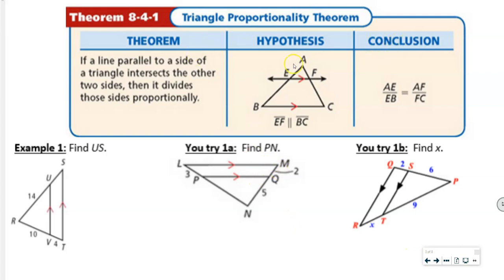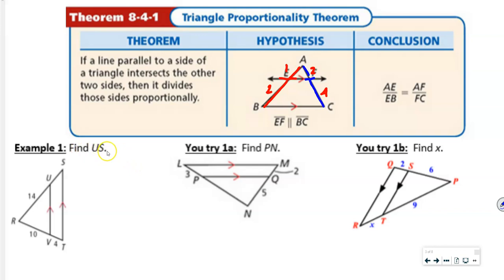So the triangle proportionality theorem states if a line is parallel to a side of the triangle and intersects the other two sides, then it divides those sides proportionally. So what does this mean? It means that if I told you this was 1 here and this was 2, and this was 2 over here, then this would have to be 4. Okay, so that means that AE over EB is equal to AF over FC. Okay, so that's what we're going to do in example 1.